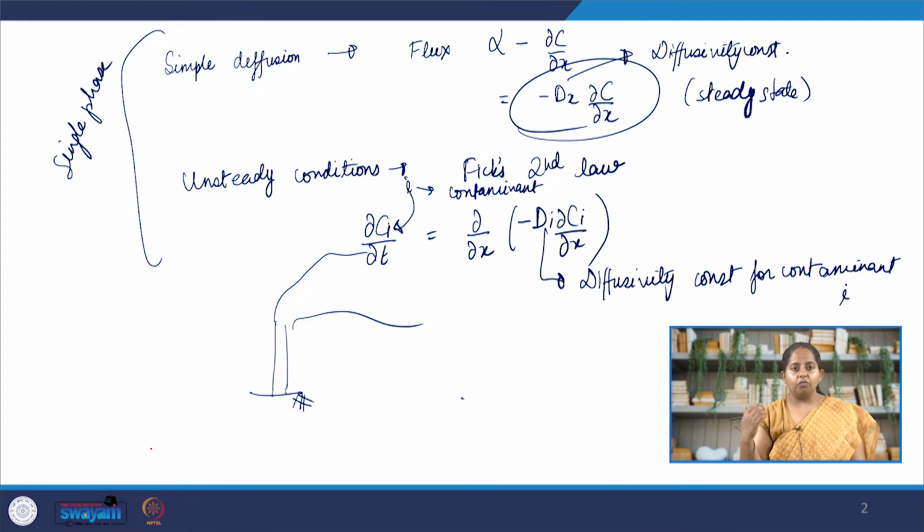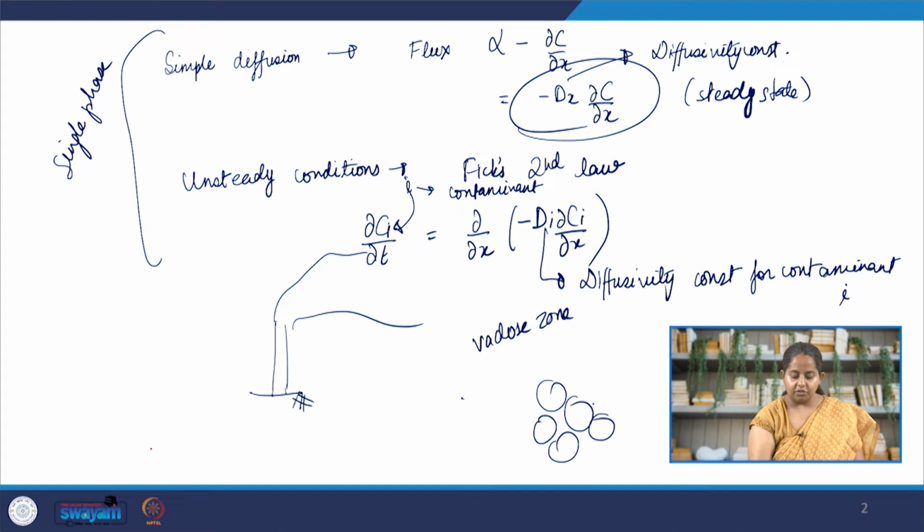But when we're dealing with multiple phase systems, then we need to account for the porosity of our solid phase. For example, in the case of groundwater, we might have scenarios, especially in the vadose zone, where we have multiple phases present together. Let's say these are soil particles. So we have a solid phase, and these are not completely saturated, so some of them have liquid. Let's use another color to show some moisture.